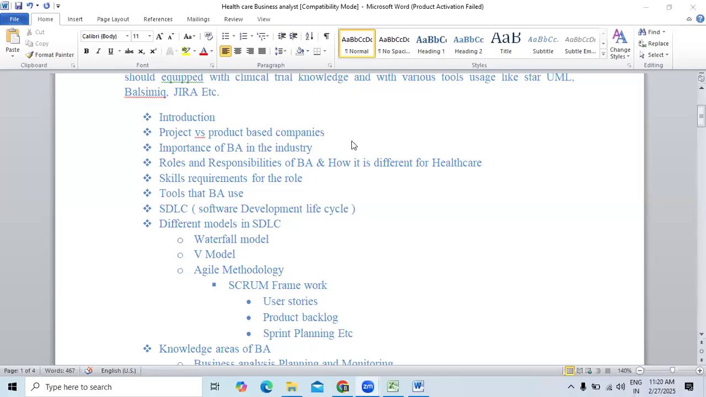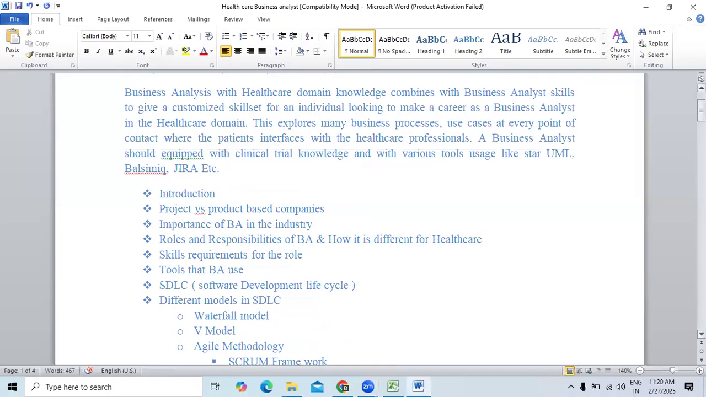Right. So this is what we generally cover as far as the healthcare BA is concerned, because there are two things, as I told you. One is the BA role, the second is healthcare knowledge. So first, you need to start with the introduction. This is something I have explained to you some time back. Again, I'm repeating it by showing the screen to you.